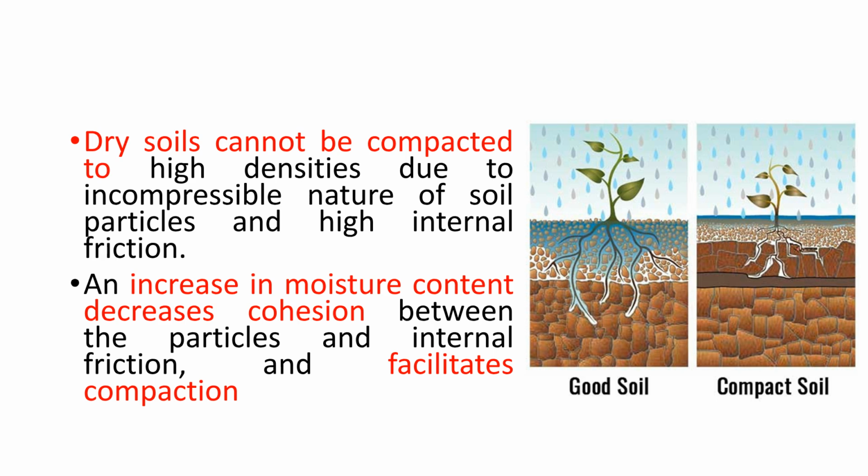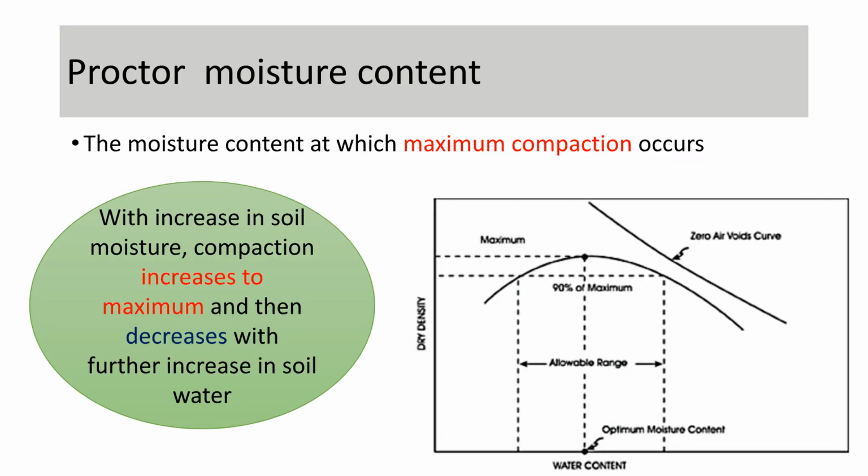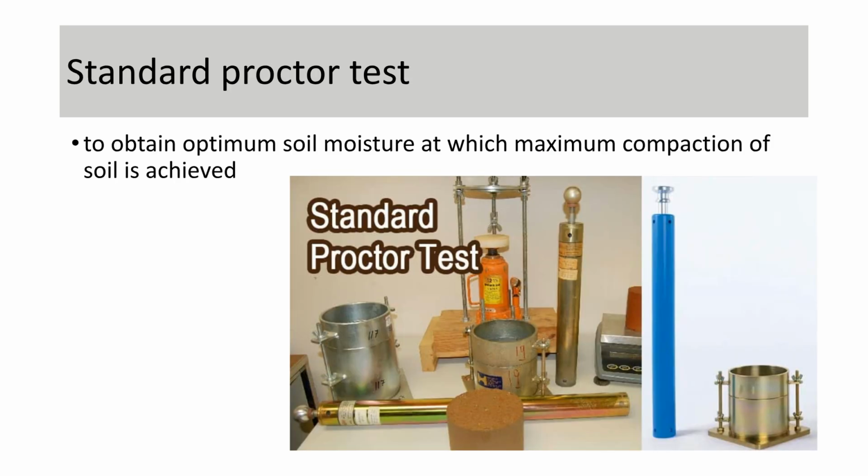Dry soils are hard to compact due to the incompressible nature of particles and high internal friction. Increasing moisture content decreases cohesion and internal friction, which facilitates compaction. Proctor moisture content is the moisture level at which maximum compaction occurs. Compaction increases with moisture up to this maximum point, then decreases with further moisture increases. The standard Proctor test is used to determine the optimum soil moisture content for maximum compaction.